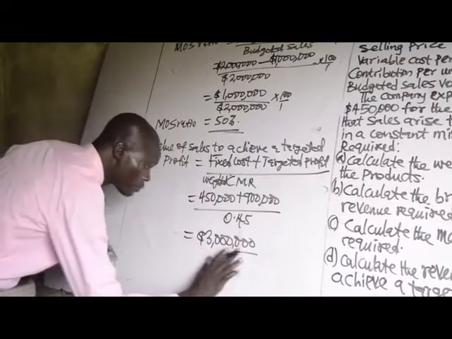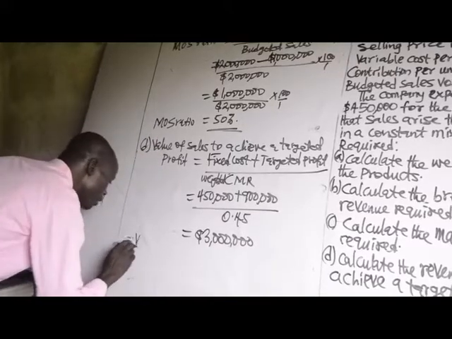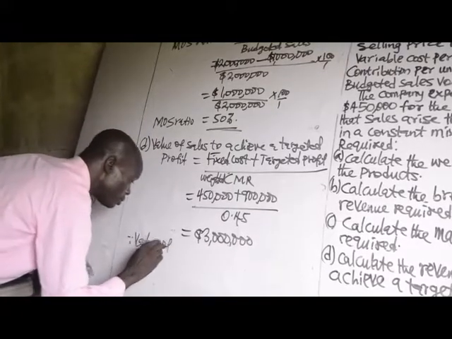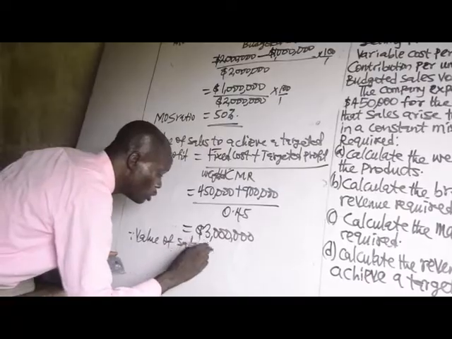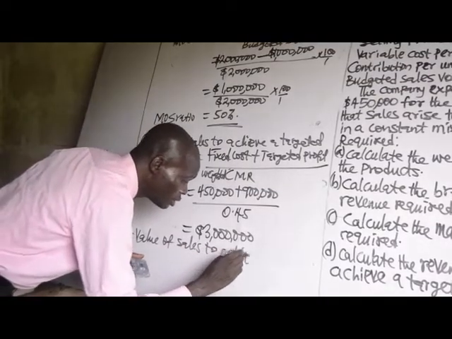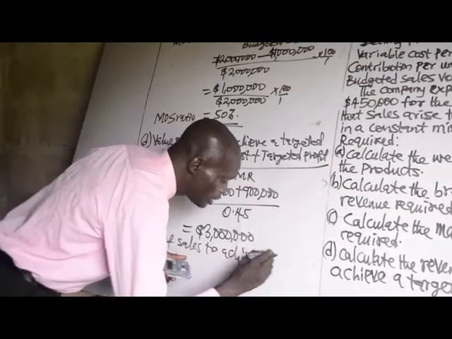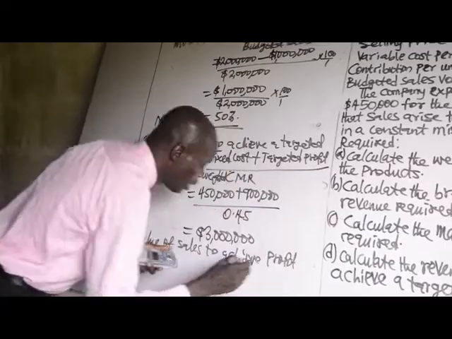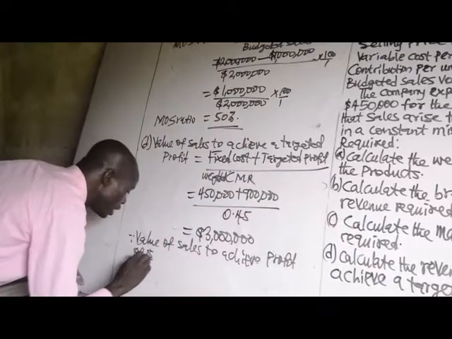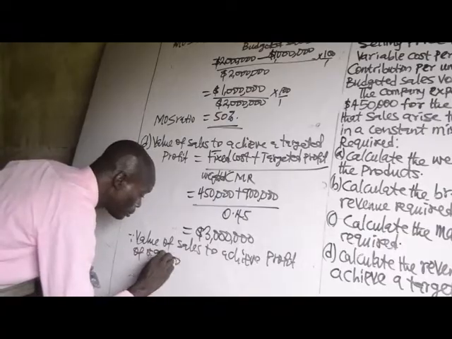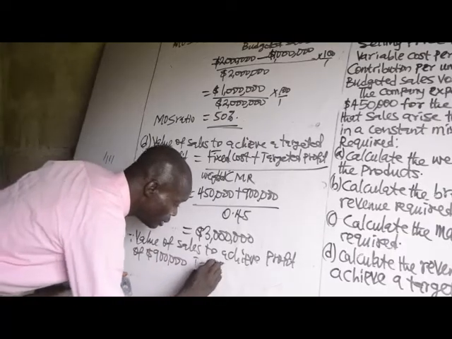Therefore, value of sales to achieve profit of $900,000 is $3 million.